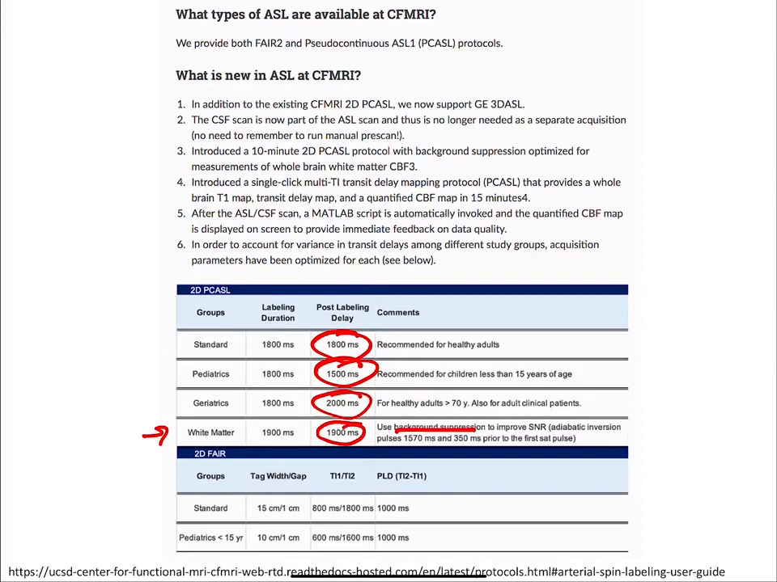Let's see what I did with my water. Well, I'll find it when you guys are doing your quiz. Okay.